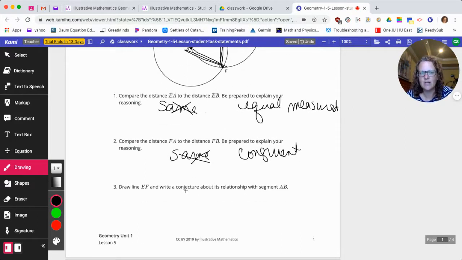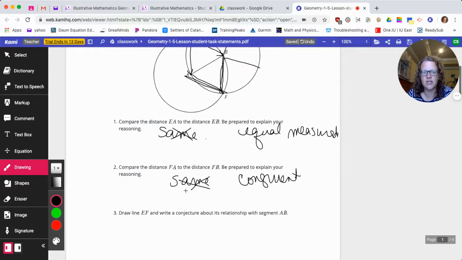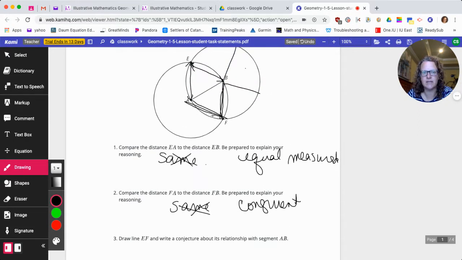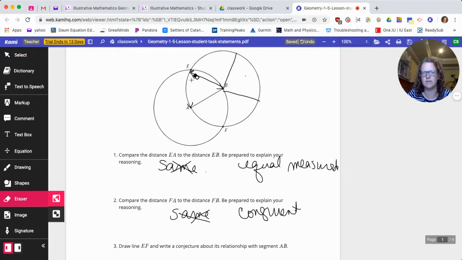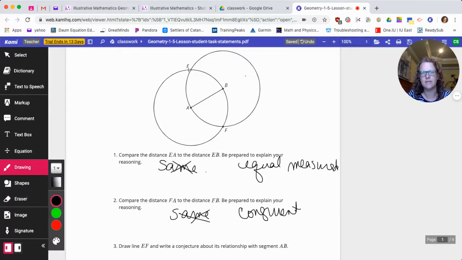And then draw a line EF and write a conjecture about its relationship to AB. So EF. Let's see, I should probably erase all this stuff. It says draw a line EF and write a conjecture about its relationship to AB. Well, I'll tell you what the conjecture is. I think it's perpendicular, and it actually is.